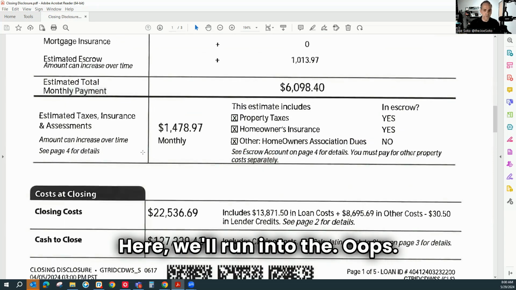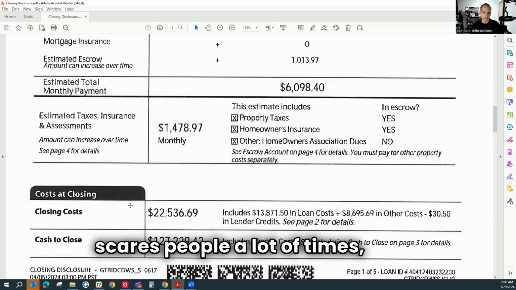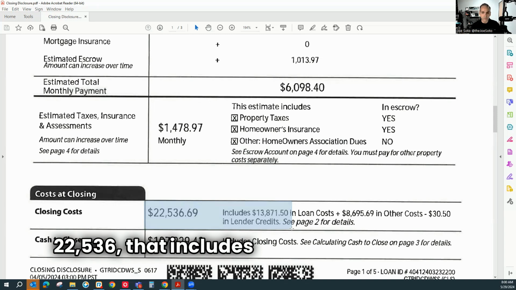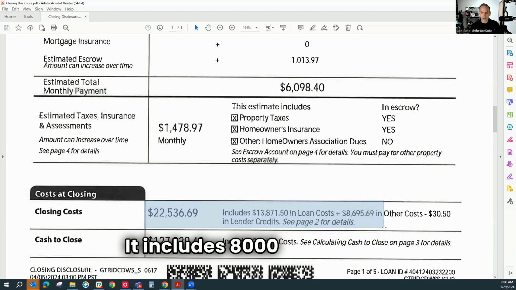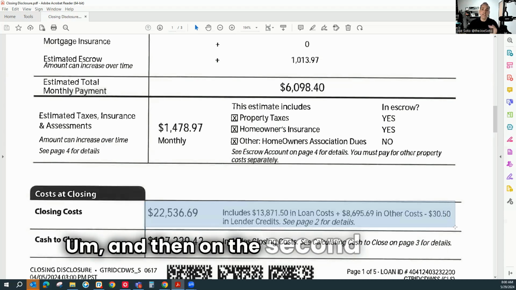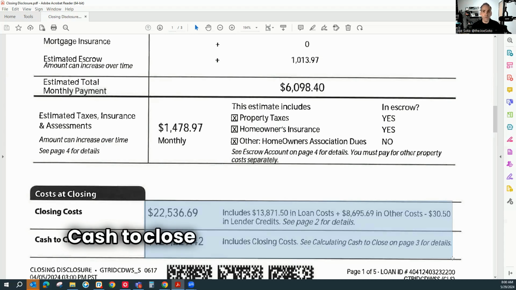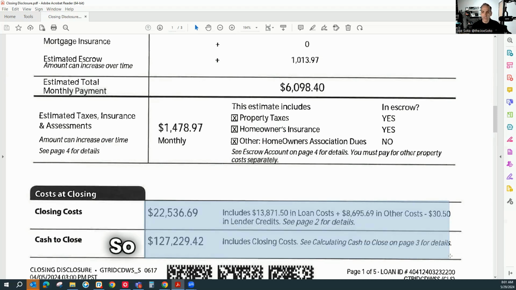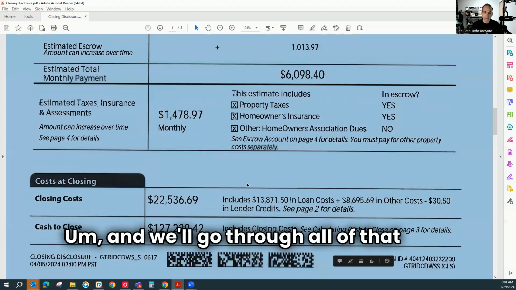Here we'll run into this closing cost breakdown. So this is part of the stuff that scares people a lot of times, right? When you look at the closing cost, $22,536, that includes lender costs of $13,871. It includes $8,000 in other costs, minus $30.50 in lender credits. And then on the second page, we're going to break that all down for you. Then it's cash to close. Cash to close is down payment, closing costs, prepaids. It's everything that you need to close on a deal. So that is going to be broken down on the next pages as well. And we'll go through all of that right here.